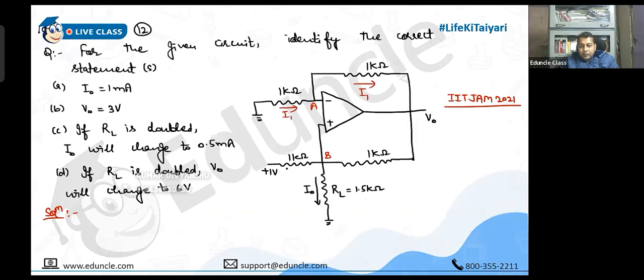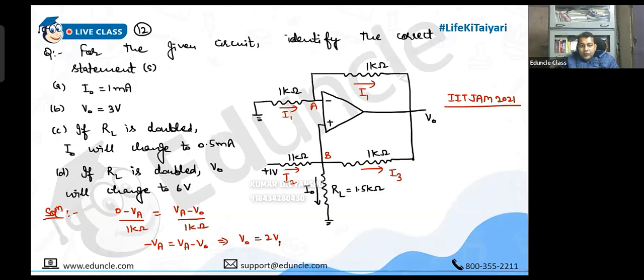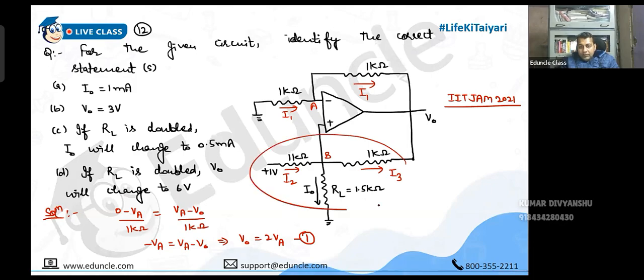Same current will flow. Let us call this as I2. Let us calculate the current. So it will be 0. So V0 is 2VA. Okay, now we can make use of Kirchhoff's law at this terminal. I2 is entering the junction and I3 and I0 are leaving. So I2 will be equal to I3 plus I0.